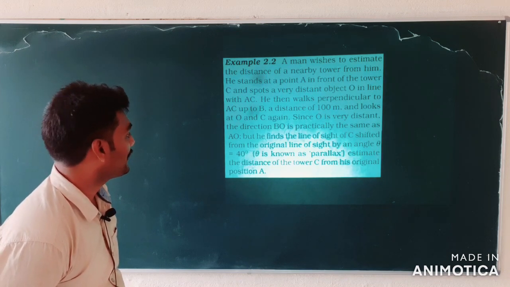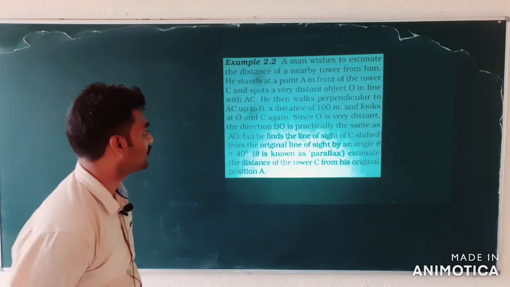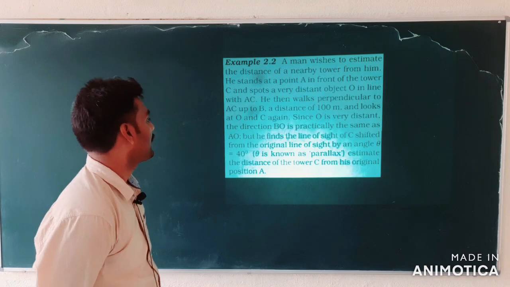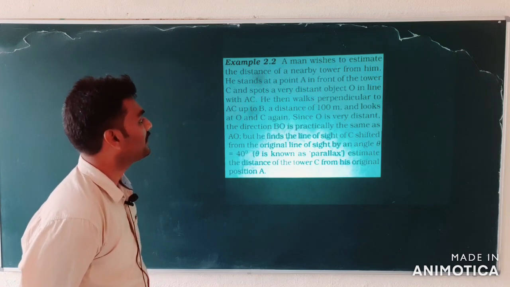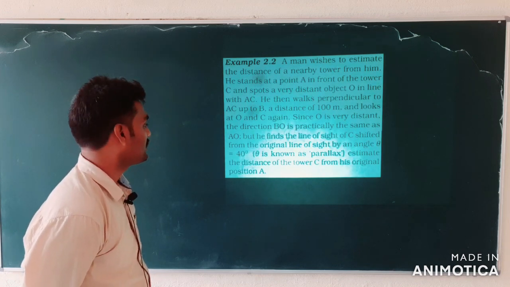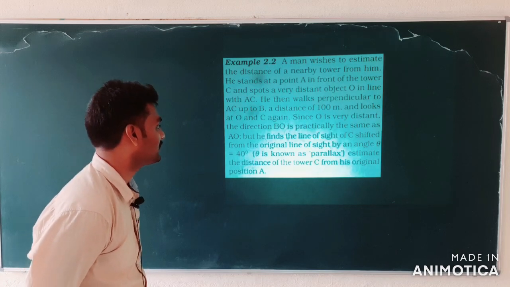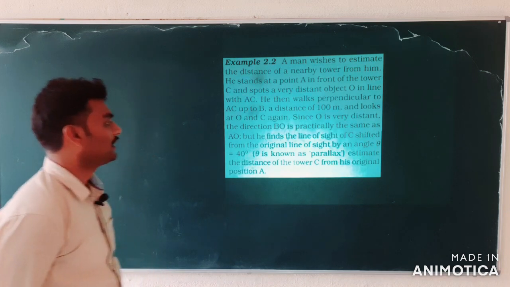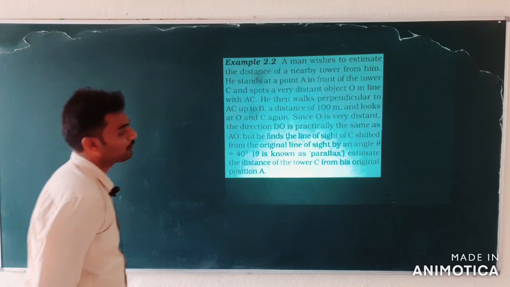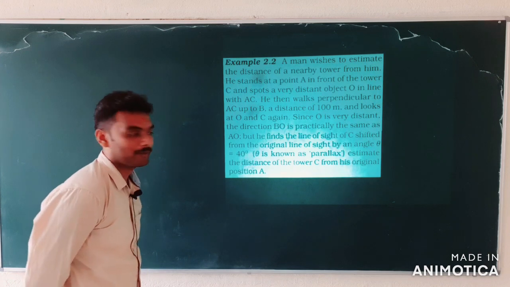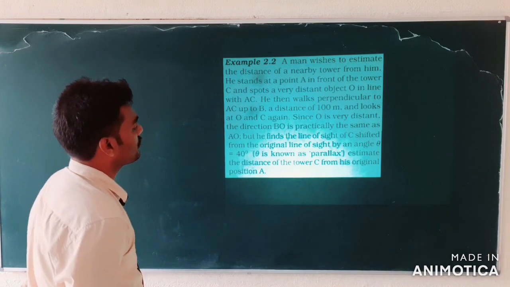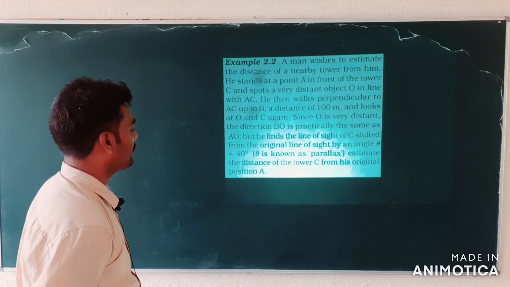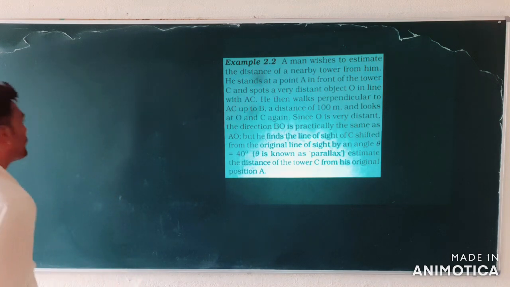Since O is very distinct, the direction of BO is practically the same as AO, but he finds the line of sight of C shifted from the original sight by an angle theta equal to 40 degree. Here theta is known as parallax or parallax angle. Estimate the distance of the tower C from his original position A.